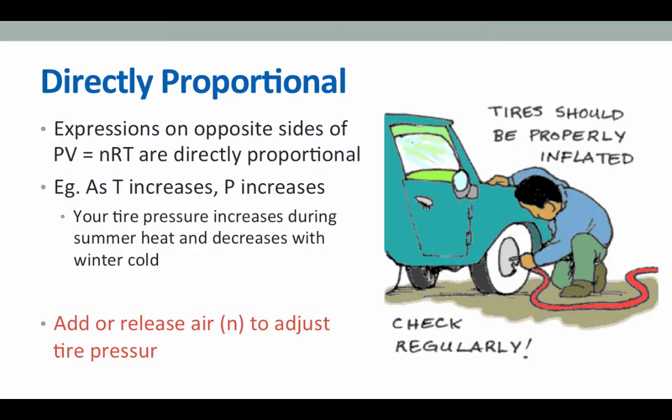You may have seen a direct relationship without having to even leave the valley. You may have noted that during our summer heat waves, your tire pressure gets very high inside your car tires. This is because temperature and pressure are on the opposite sides of our PV equals nRT, so pressure on the left, temperature on the right. So as temperature in the valley rises, the pressure of the air in your car tires will also rise.